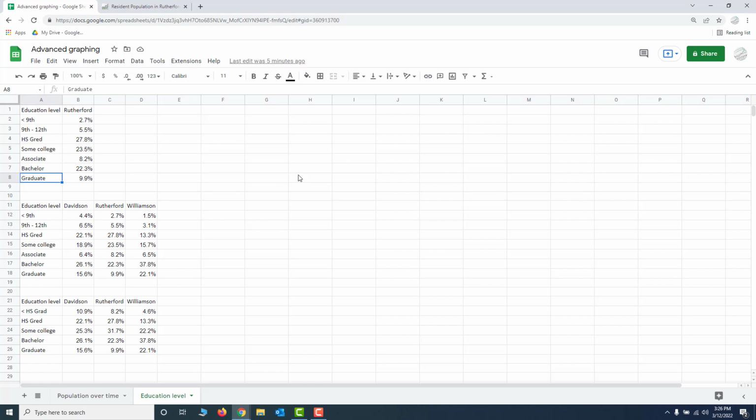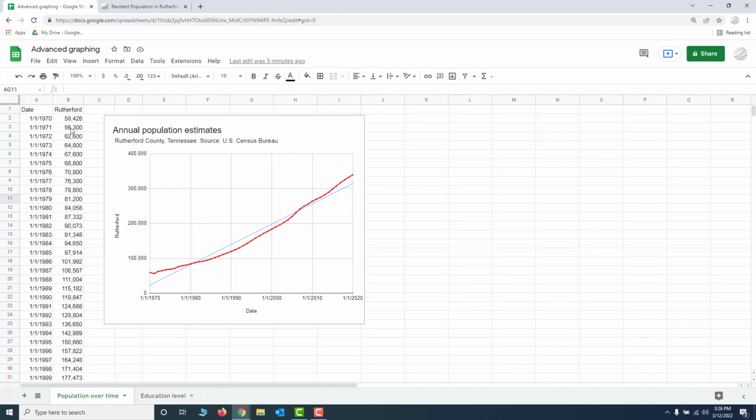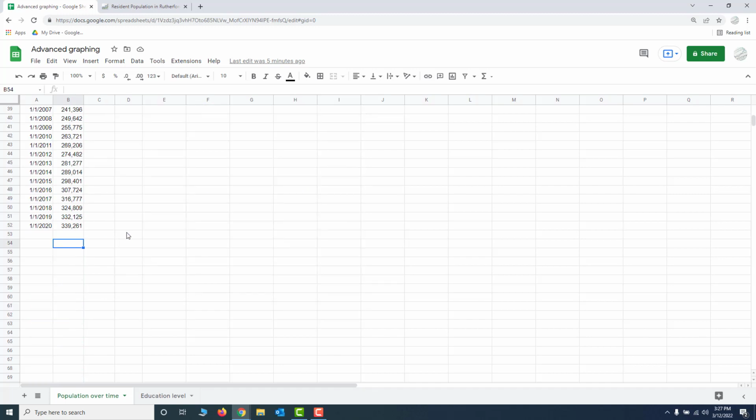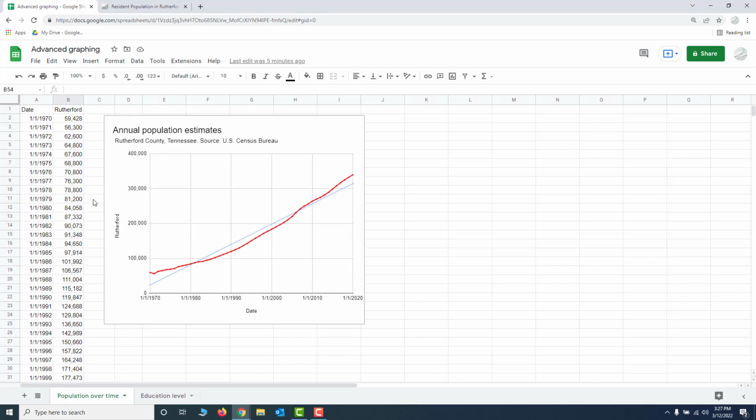And the percentages that describe each of those categories are going to add up to 100%. So these figures are fractions or portions of the whole population, and that's the key difference to see here. If you're looking at something like these population figures over time, if I add up these figures in column B, I'm not going to get the total population of Rutherford County. I'm going to get the total of the various counts of the Rutherford County population between now and 1970, which isn't really all that helpful.